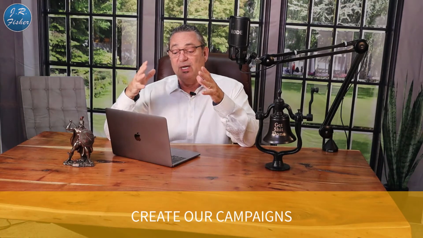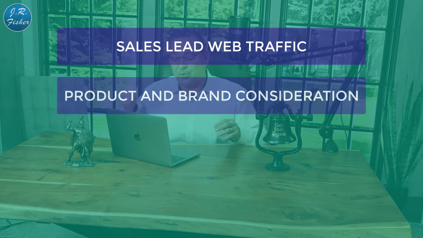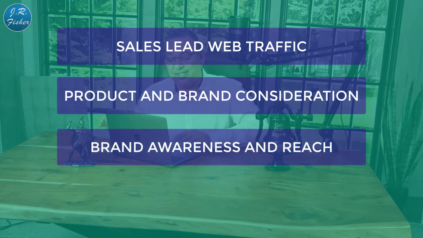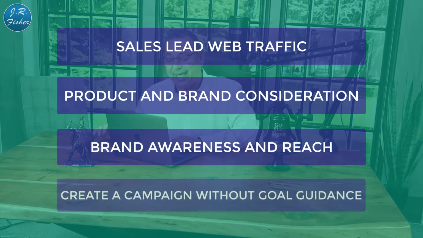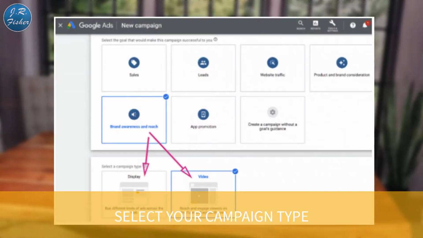So we're going to want to sign into your Google Ads account, and then you're going to select a new campaign. Now you're going to need to select your campaign goal, and the goals that you can have are sales, leads, web traffic, product and brand consideration, brand awareness and reach, or create a campaign without goal guidance. Okay, now select your campaign type. Let me put this on the screen real quick.